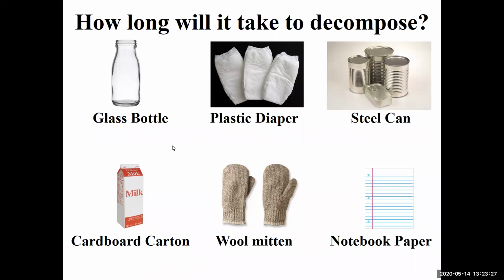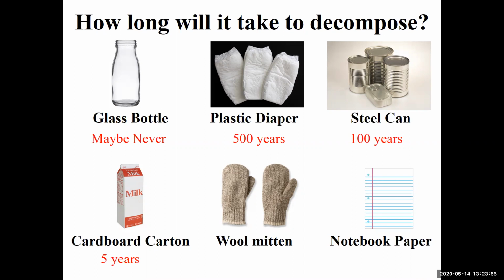Okay, so let's look at our answers here. For our glass bottle, that glass bottle may actually never break down. With our plastic disposable diaper, it may take 500 years for that diaper to break down. With our steel can, 100 years.